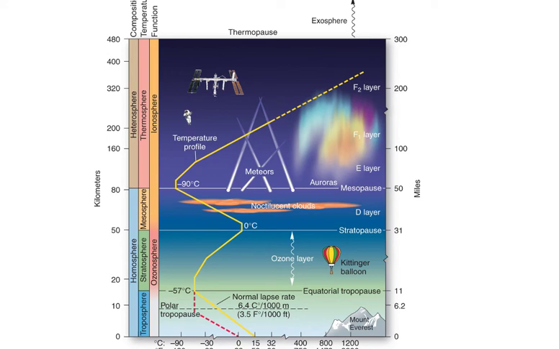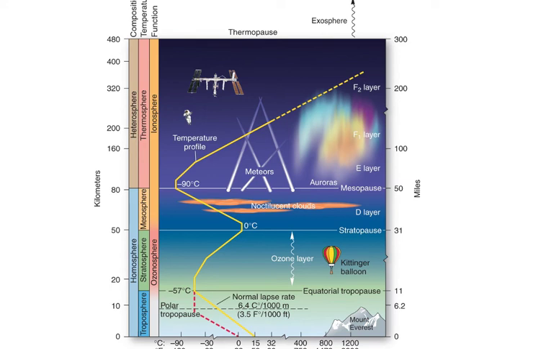The layer just above the troposphere is the stratosphere, and the temperature profile within this layer is for temperatures to increase with increasing distance from Earth. The ozone layer is located within this layer, and it is the ozone molecules' interception of UV rays that results in the rise of temperature.